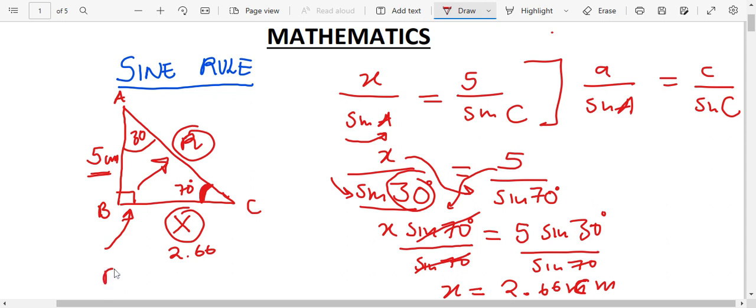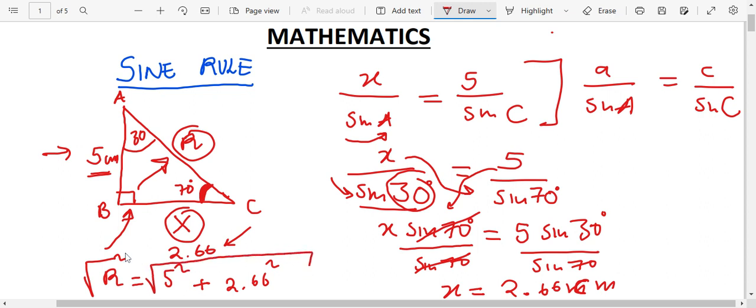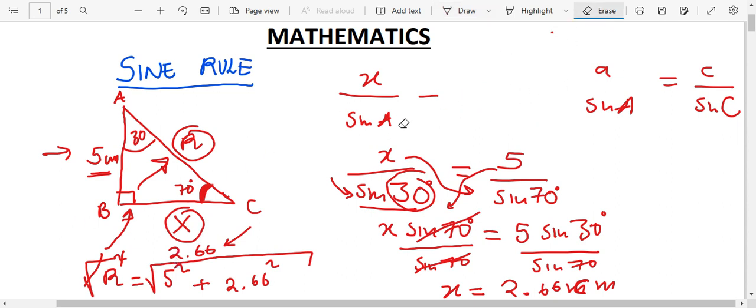So to find that one, we're just going to say r squared is equal to, you're going to get this side, which is 5, you square it, plus you're also going to get this side, which is 2.66, you also square it. So to remain with r, you're going to square root here, you're also going to square root this side, everything. So this square and this square root is going to go. So r is going to just be the square root of 5 squared plus 2.66 squared. So that is what is going to give you r if you punch on the calculator.